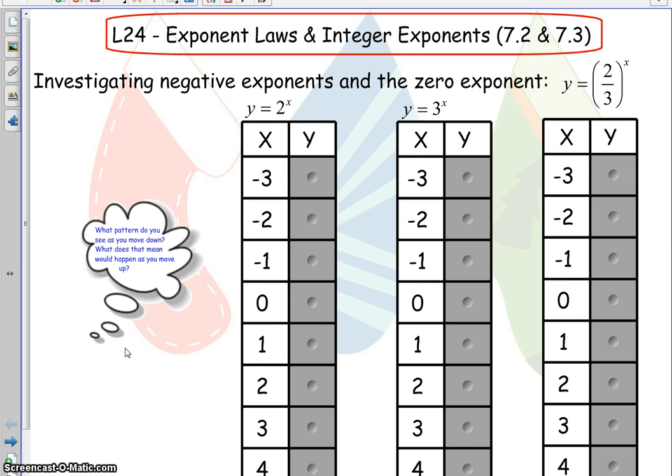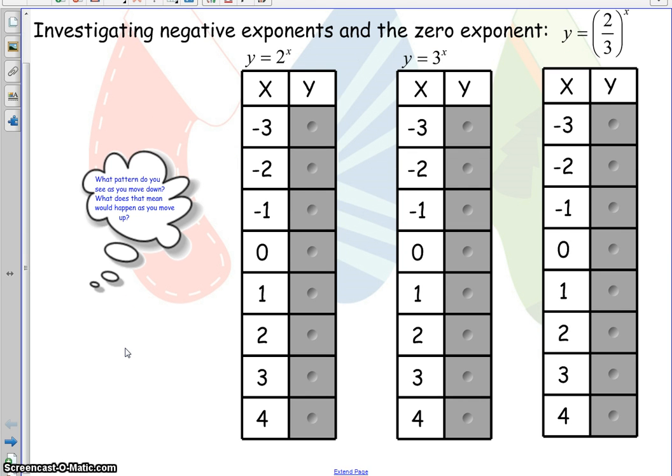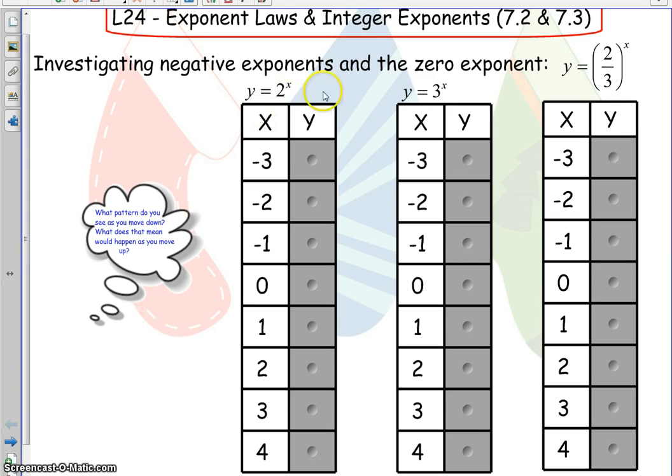So what I'd like you to do here, I've given you three tables of values to fill out for three different equations: y equals 2 to the x, y equals 3 to the x, and y equals 2 over 3, all to the exponent x. Put the different values of x into each equation and solve for y. For example, in the first one, let's say x equals 3. We do y equals 2 to the exponent 3, which we know is equal to 8, which gives us that part of the table.